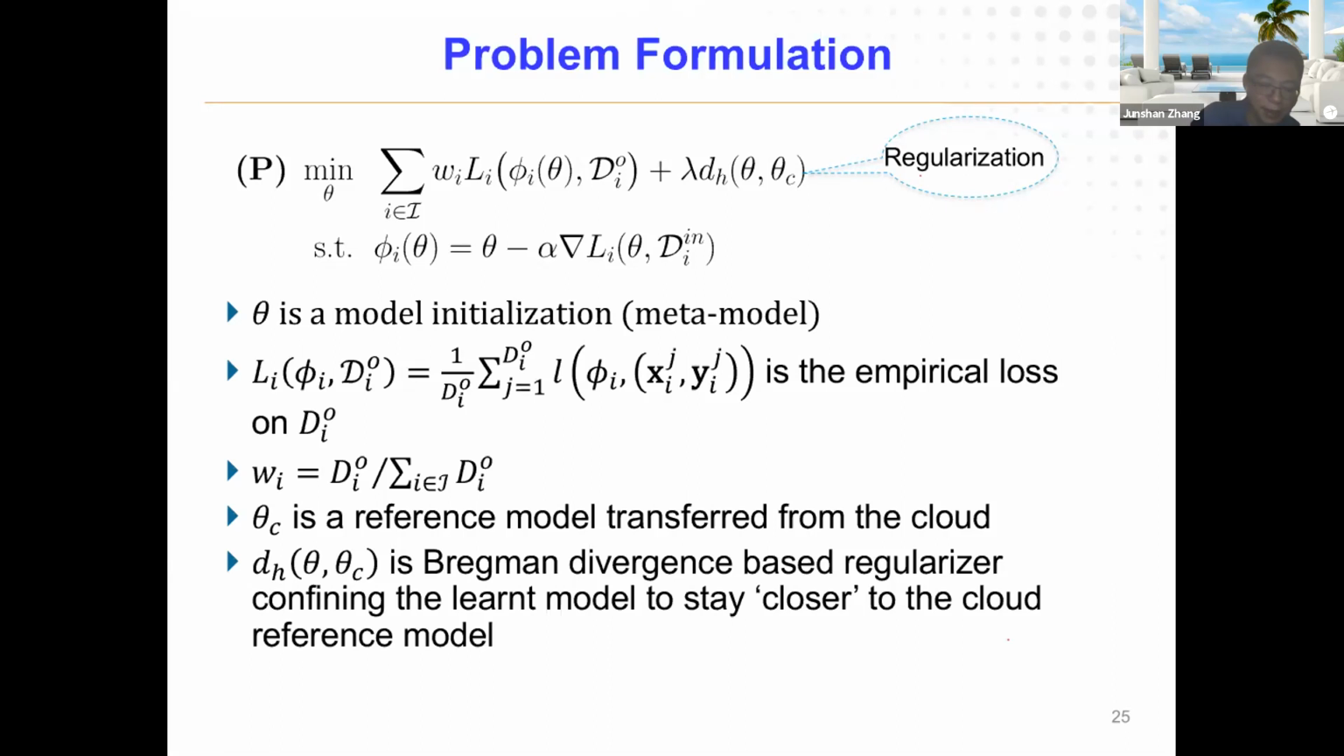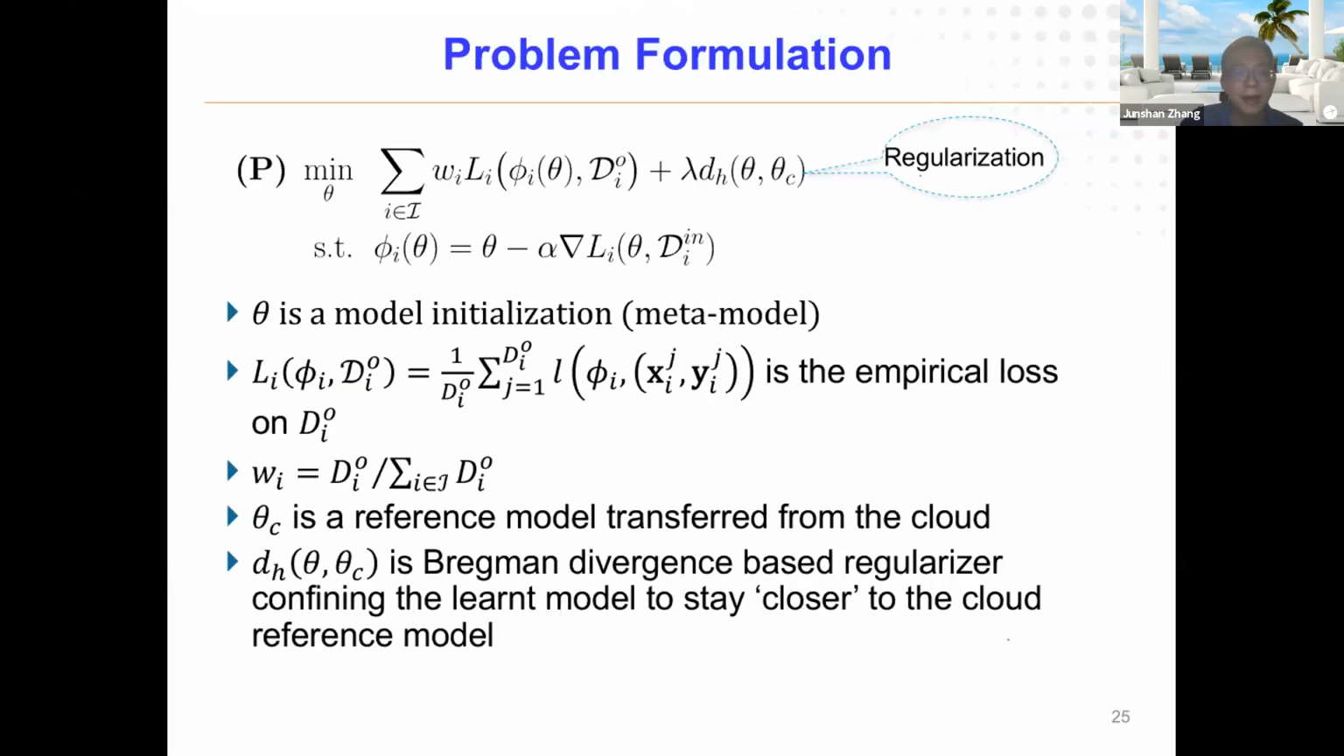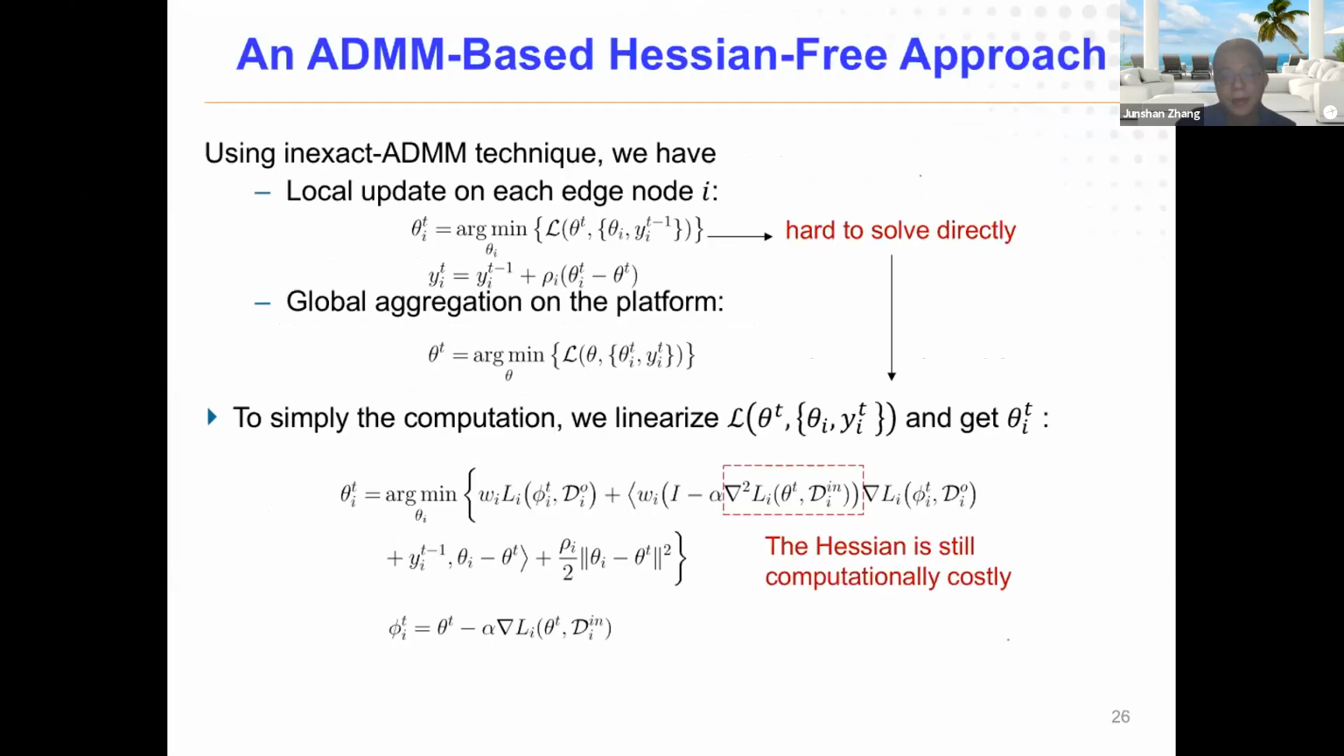That's the objective for this formulation. Now, how do you solve it? How do you solve it efficiently to speed up edge learning? We use the so-called inexact ADMM technique. Why do we want to do that? Because there are many edge devices collaboratively learning the model. That's why we use ADMM, because it's a very promising technique for large-scale distributed learning.